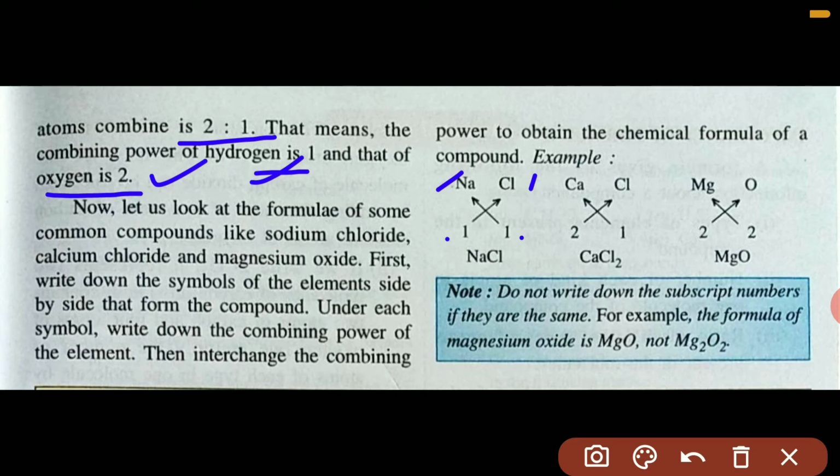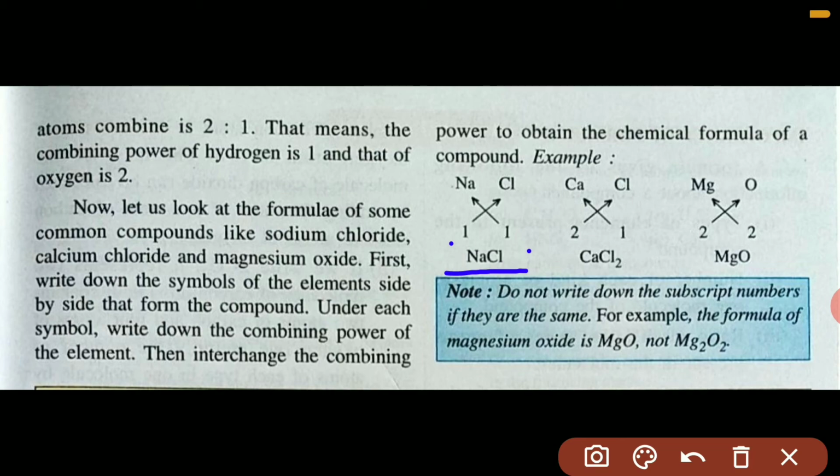Then the third step, you have to interchange the numbers. So this one will go to sodium and this one will go to chlorine. As you can see, since the numbers are matching, 1 and 1, we do not write anything, no numbers in the formula. So NaCl becomes the formula of sodium chloride.